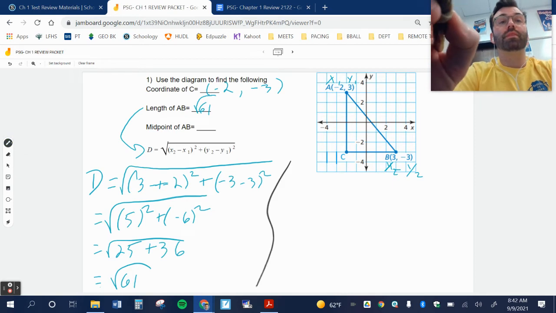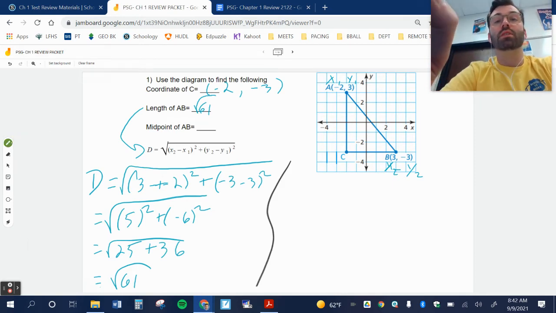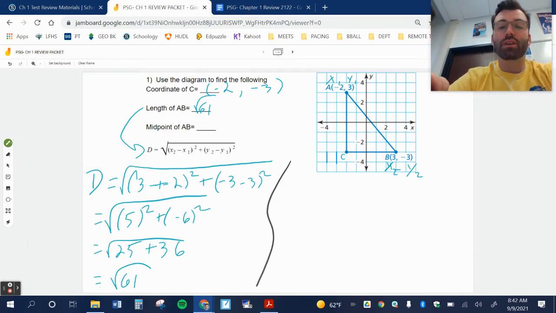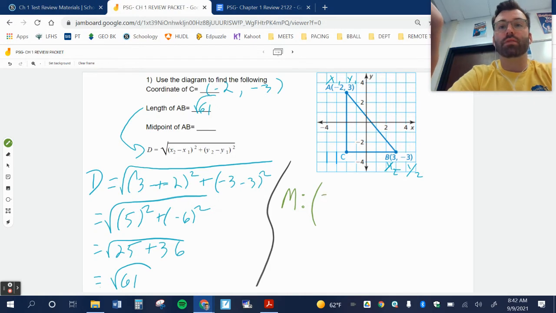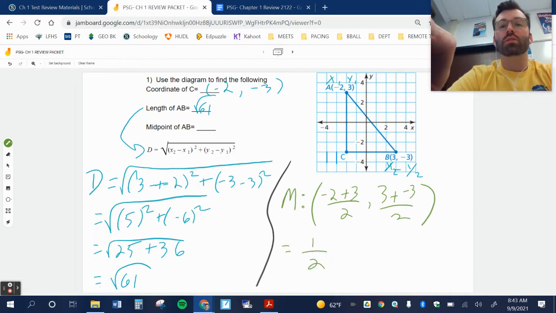All right. Next one, I have to find the midpoint of AB. Remember, midpoint, I add my x's together and divide by 2, add my y's together and divide by 2. So the midpoint, just find the average of my x values. So -2 plus 3 divided by 2, and then 3 plus -3 over 2. Well, -2 plus 3 is just 1 over 2, and then 3 plus -3 is 0 over 2. So my answer is 1/2, 0.